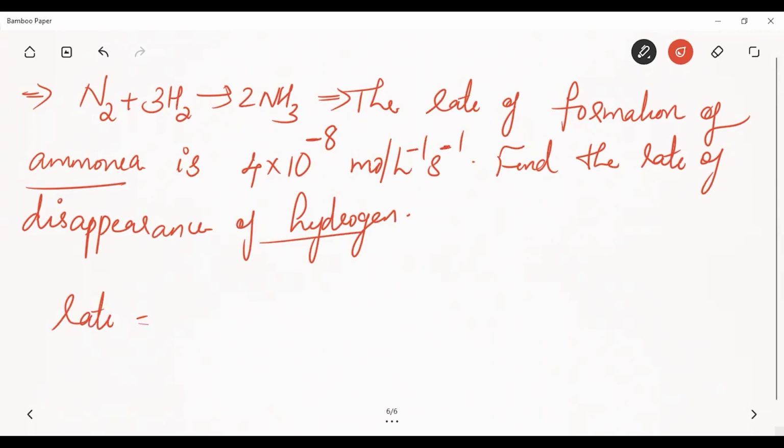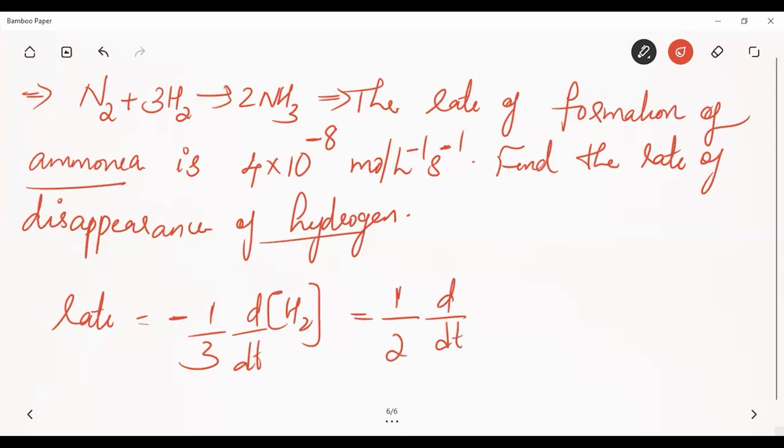Rate is equal to -1/3 d[H2]/dt, which is equal to 1/2 d[NH3]/dt. And it is given what? d[NH3]/dt is given, yes, 4 times 10 to the power -8.